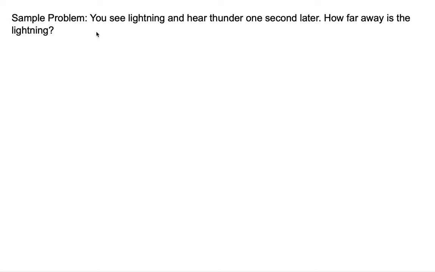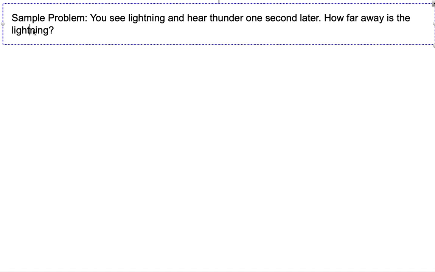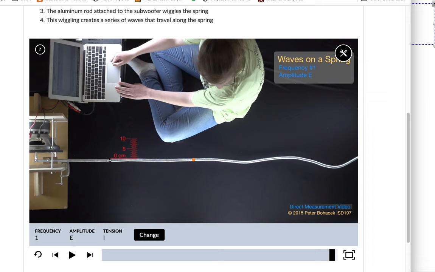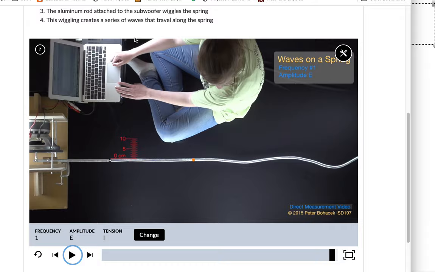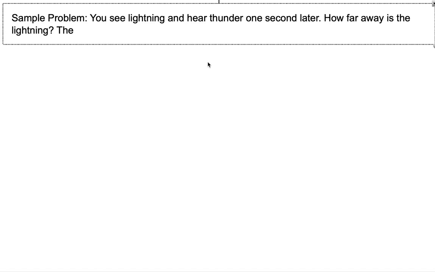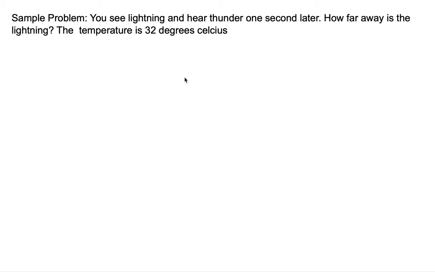And we need a temperature here. We don't have a temperature. I'm spacing out. So let's say that it's a hot summer day. Let's say the temperature is 90 degrees. I'm sorry, 90 degrees Fahrenheit is 32 degrees Celsius. So we'll say the temperature is 32 degrees Celsius. Okay. So now we know two things. We know the temperature. And we know the time, 1 second. And I want to know the distance.